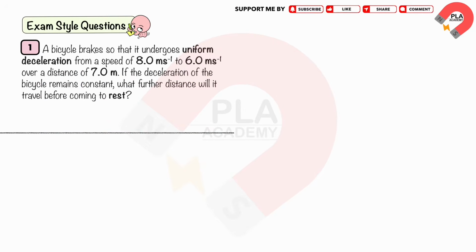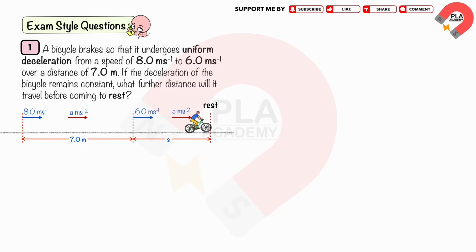Exam-style questions. Question 1. A bicycle brakes so that it undergoes uniform deceleration from a speed of 8 meters per second to 6 meters per second over a distance of 7 meters. If the deceleration of the bicycle remains constant, what further distance will it travel before coming to rest?